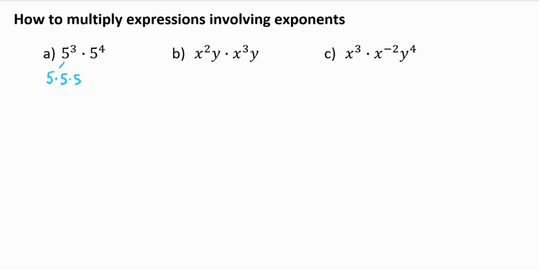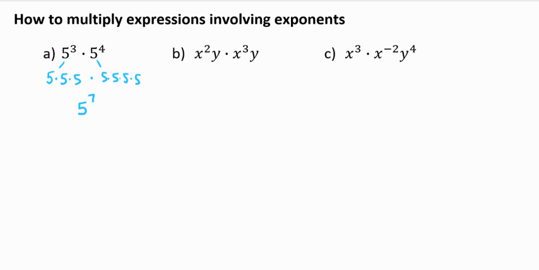So same thing for 5 to the fourth. That is going to be 5 times 5 times 5 times 5. And again, there's 4 of them because of the 4 right here. So when we're simplifying these, we know that we're just multiplying these all together. So we're just going to count up how many 5s we have. So we have 1, 2, 3, 4, 5, 6, 7. So my answer is 5 to the 7th. And that represents that there are 7 5s.